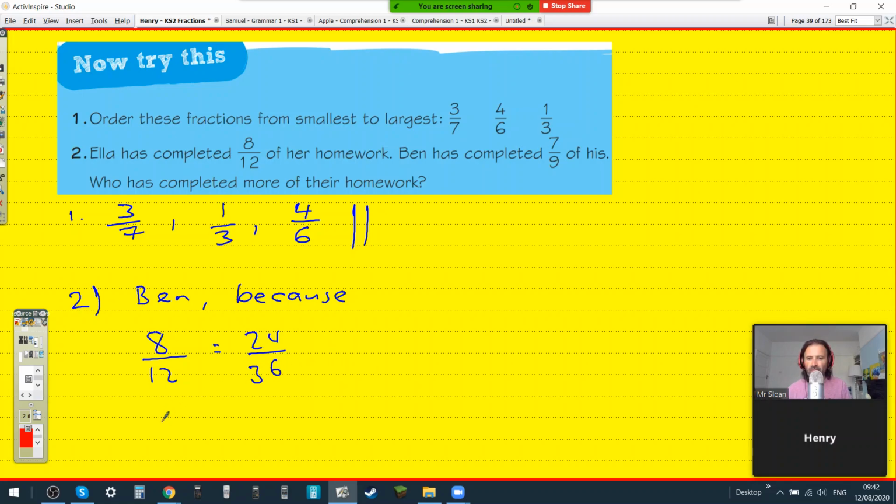And then I times 7 by 4, and that got me 28, which is more, so Ben did more. Well done. And yeah, 28 over 36 is greater than 24 over 36. So it was Ben.